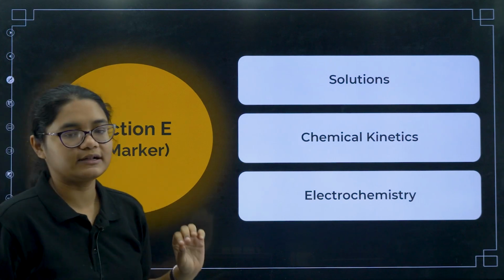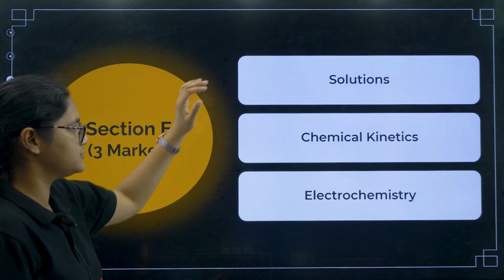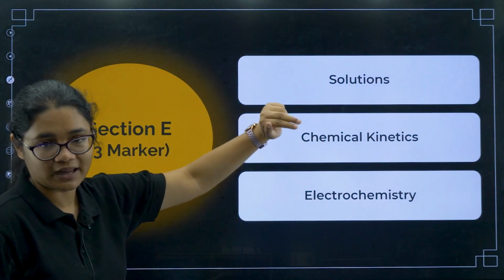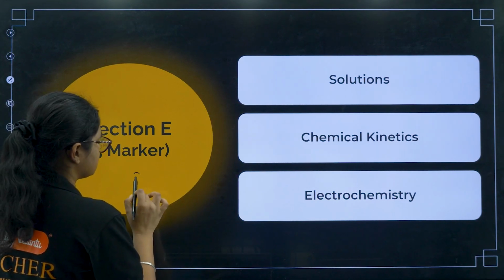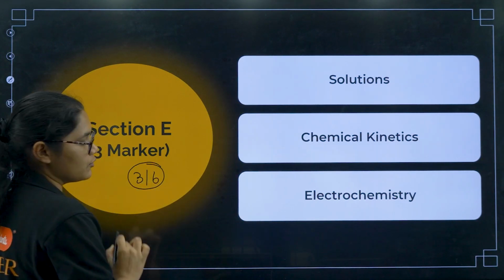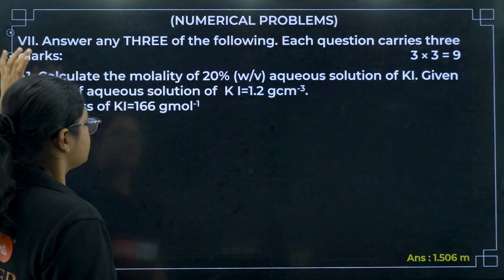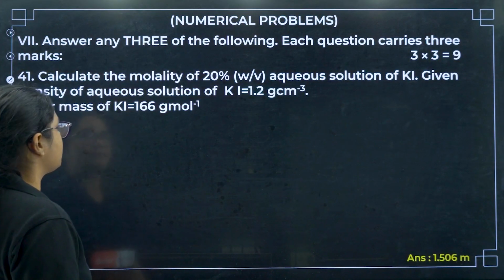Now we'll go to numerical section. So numerical carries 3 marks. You will get 2 questions from solutions, 2 from kinetics, and 2 from electrochemistry. So total there will be 6 questions, and you just have to attempt 3 out of 6. Okay. So the first question is from the solutions chapter.